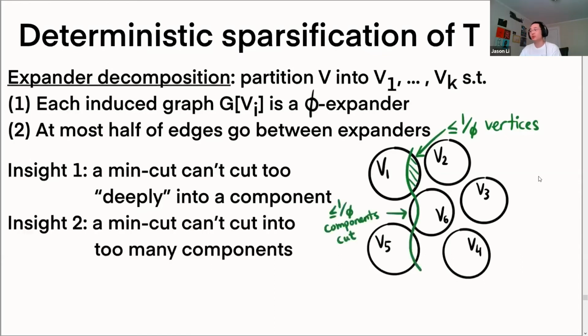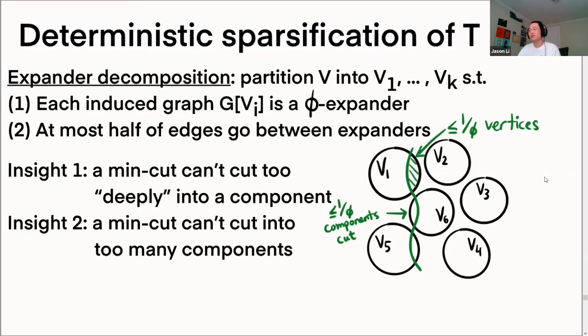The second insight, which I won't prove and which requires a little more work, is that a min-cut cannot cut into too many components. More formally, there are only 1 over phi components where there is at least one vertex on both sides of the min-cut.